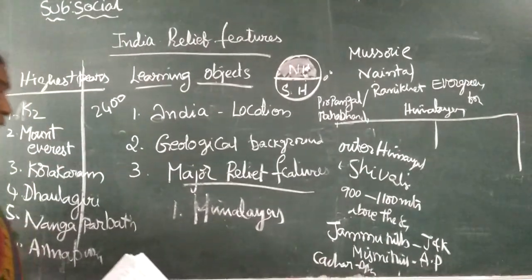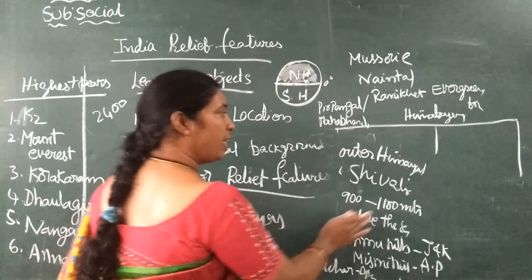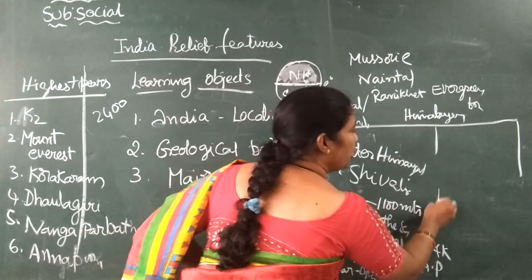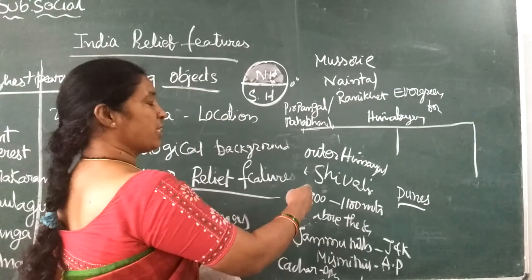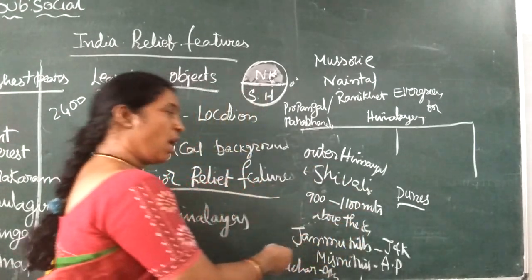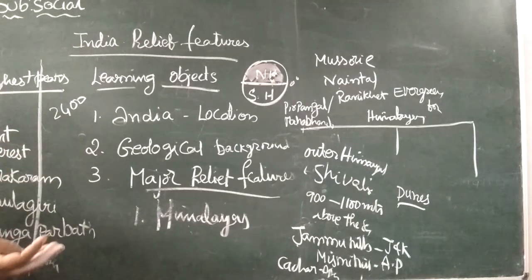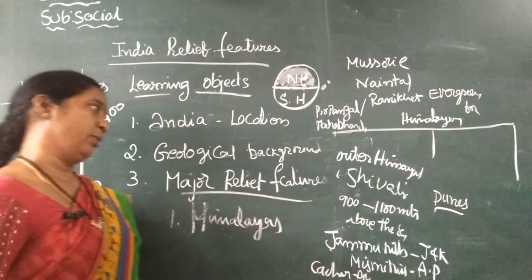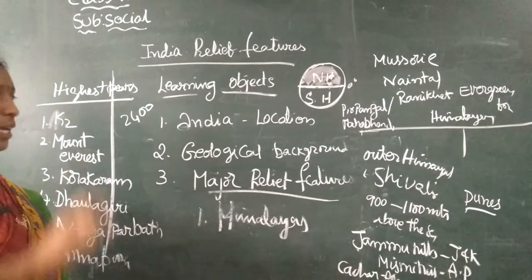And finally, the valleys between the Himalayas and the Shivaliks are called dunes. There are three important dunes: Dehradun, Kotli Dun and Patli Dun. These are briefly about the Himalayas.